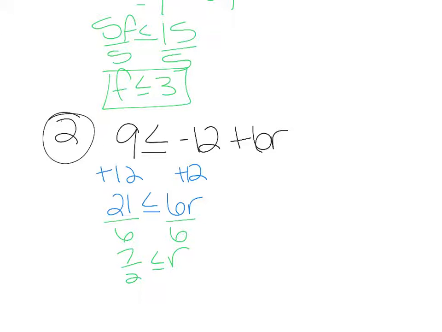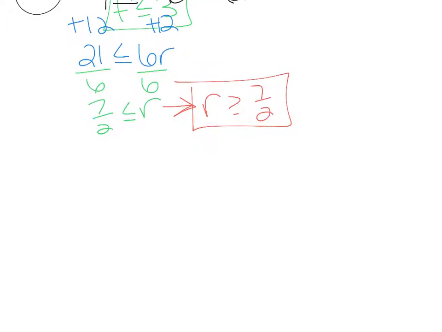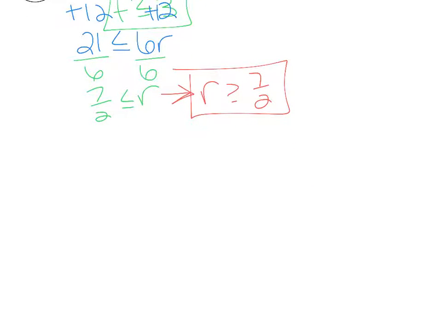Now, although we're not graphing these, if you remember, I talked about it's really good practice to write the variable first. Even though we're not graphing it, I'm curious about what r is. I don't really care about the 7 halves part. I want to know about r. So let's get in the good habit of rewriting them so that the variable comes first. So my final answer should be r is greater than or equal to 7 halves.